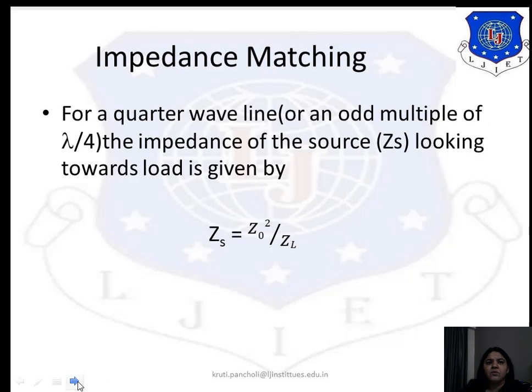For a quarter wave line, an odd multiple of lambda by 4, the impedance Zs looking towards the load is given by Zs equal to Z0 square upon ZL. So the source impedance is equal to the square of the characteristic impedance divided by ZL.